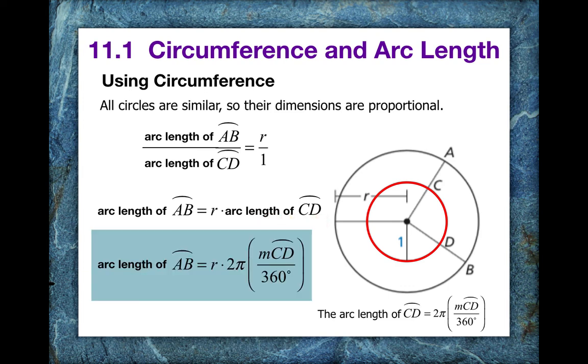So then this becomes an important equation. The arc length of AB is equal to the radius of the circle that goes through AB times 2 pi times the arc angle of CD over 360. And if you notice, the arc angle of CD is equal to the arc angle of AB because both of them have the same central angle.